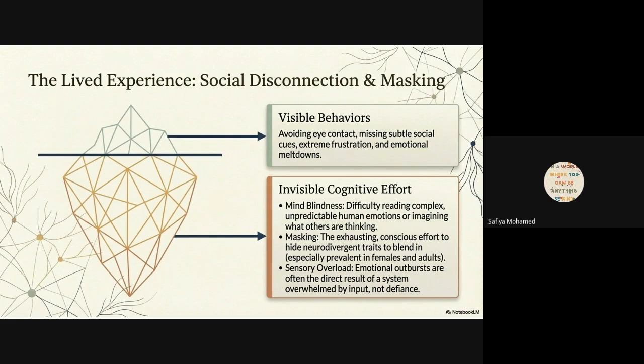And they have emotional meltdowns. So they go ballistic. They act extremely, according to us, irrationally for whatever seems to be going wrong. It looks like it's blown out of proportion to us, but to them, because we said they're hyper reactive, they will act in that certain way. So these are the visible behaviors. The invisible cognitive effort, we're referring to what we spoke about earlier: mind blindness, difficulty reading complex, maybe unpredictable human emotions, or imagining what others are thinking.